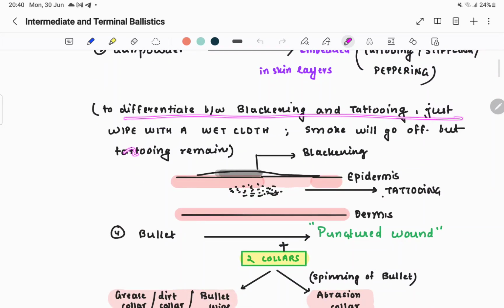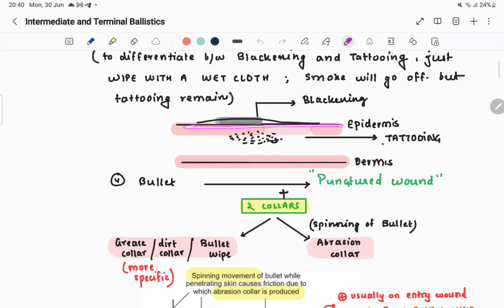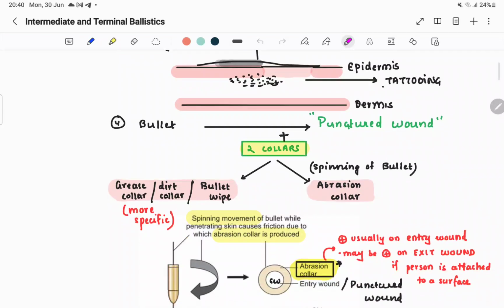To differentiate between blackening and tattooing, just wipe with a wet cloth. If you can wipe it, the smoke will go out. It will be washed away by wiping. But tattooing remains because it is embedded deep. You can't wipe the tattoo. Blackening only happens in the epidermal region. Tattooing is deeper and may extend to the dermis. So you can't just wipe a tattoo.